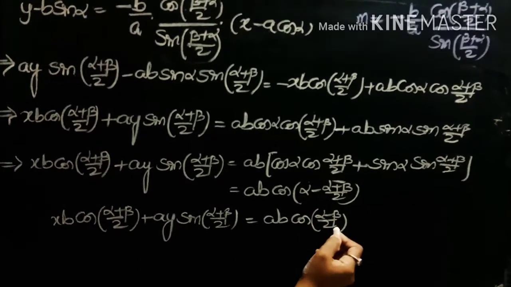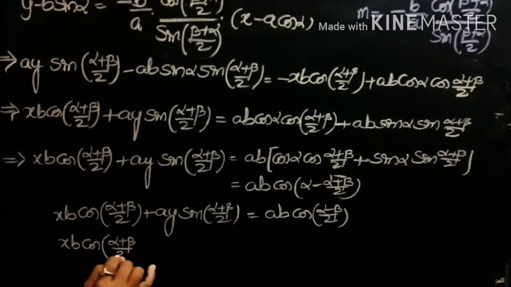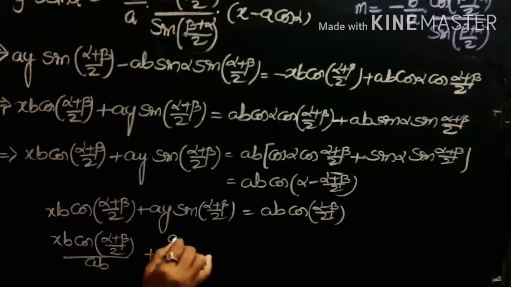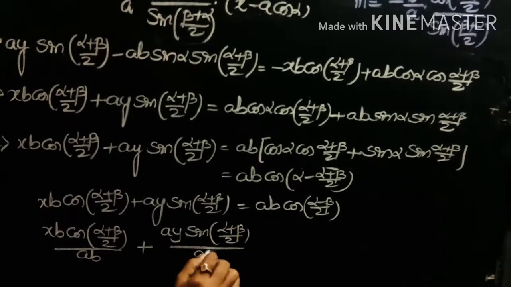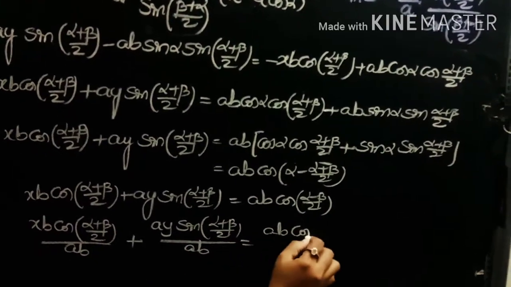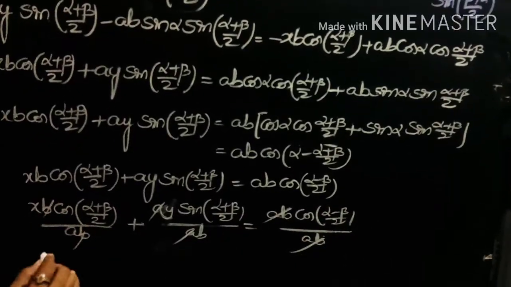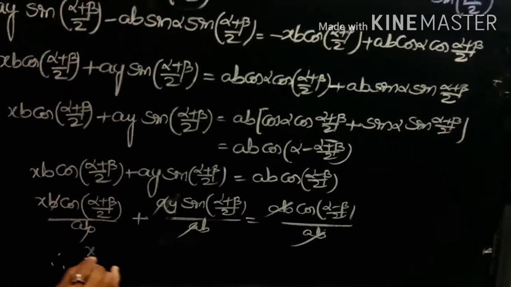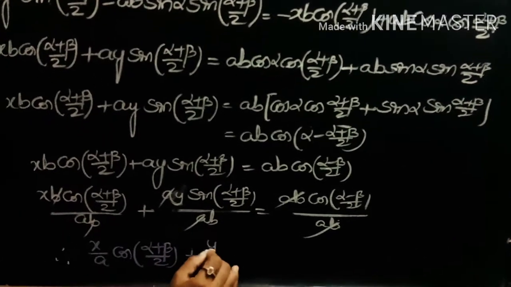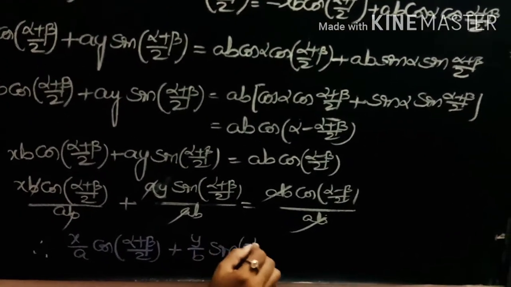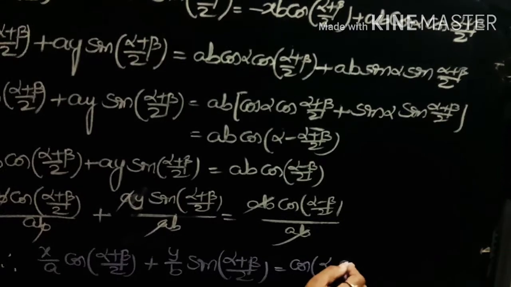Now dividing this total equation by the value ab, then we get xb cos((alpha plus beta)/2) by ab plus ay sin((alpha plus beta)/2) by ab is equal to ab into cos((alpha minus beta)/2) by ab. Therefore, the answer is x by a into cos((alpha plus beta)/2) plus y by b into sin((alpha plus beta)/2) is equal to cos((alpha minus beta)/2). That's all. This is the answer.